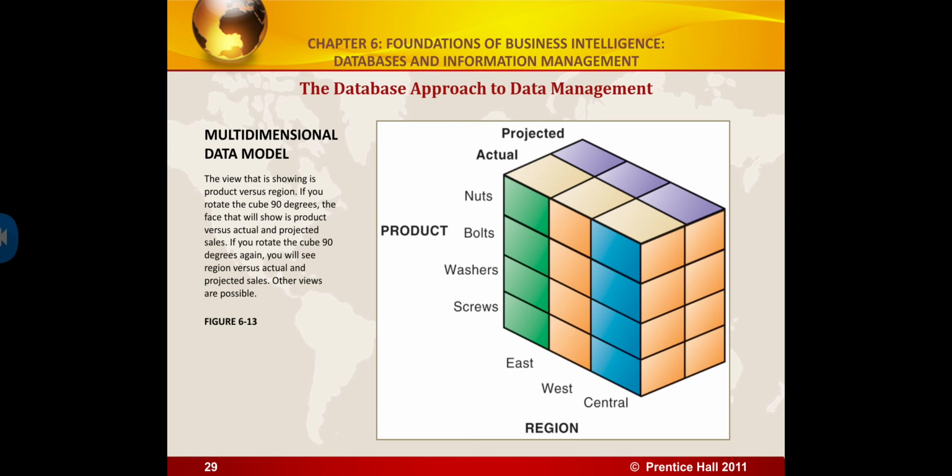cube with 6 faces. If you rotate the cube 90 degrees one way, the face showing will be product versus actual and projected sales. If you rotate the cube 90 degrees again, you will see region versus actual and projected sales. If you rotate 180 degrees from the original view, you will see projected sales and product versus region. So cubes can be nested within cubes to build complex views of data.